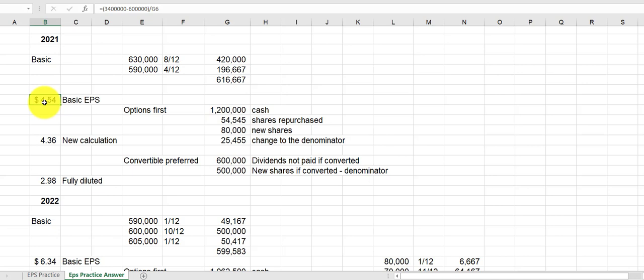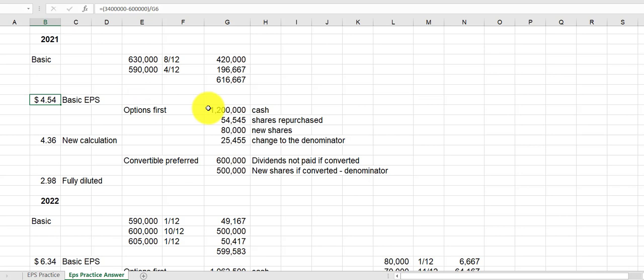Our net income is $3.4 million. We have $600,000 in preferred dividends that need to come off there, and we divide that by the 616 and we get $4.54.